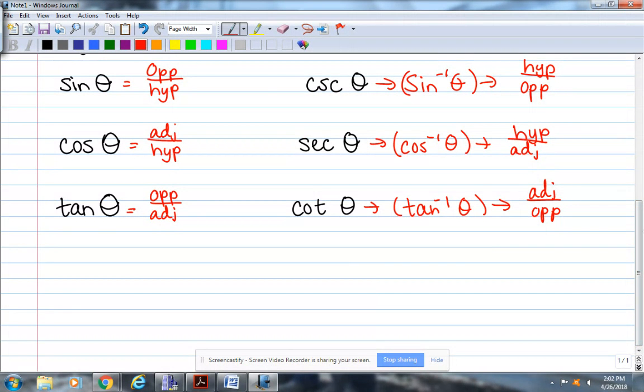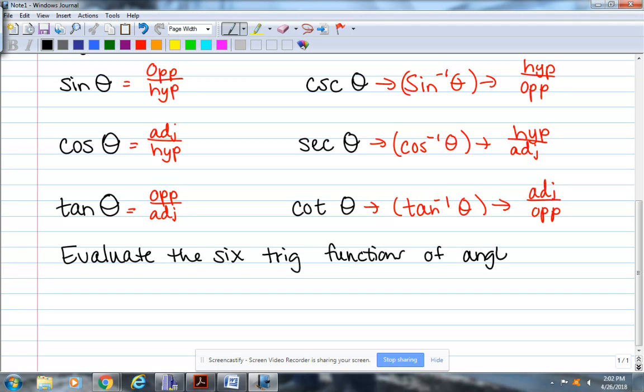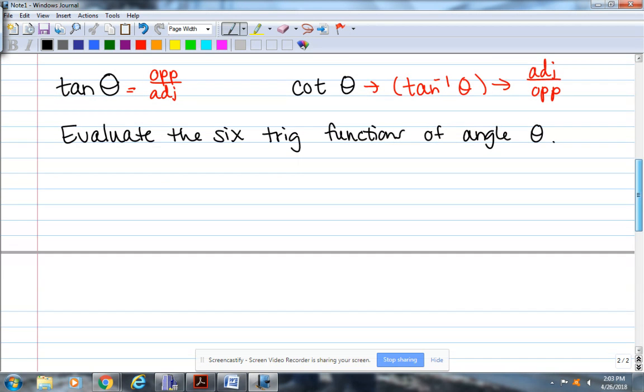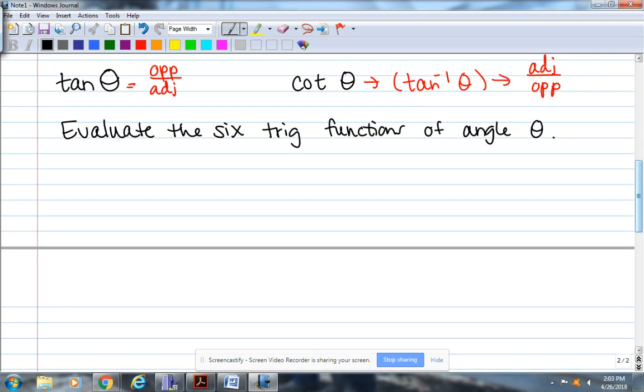All right. So here's some examples. It's going to say evaluate the 6 trig functions of the angle theta. If I say trig, that means trigonometry. All right, the 6 trig functions of angle theta, and here's our triangle.